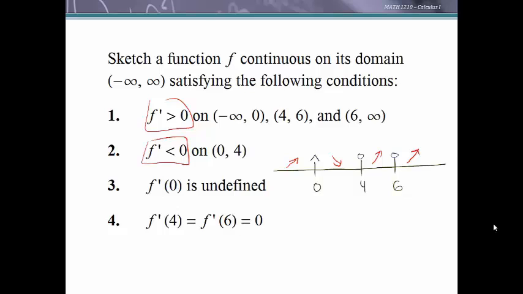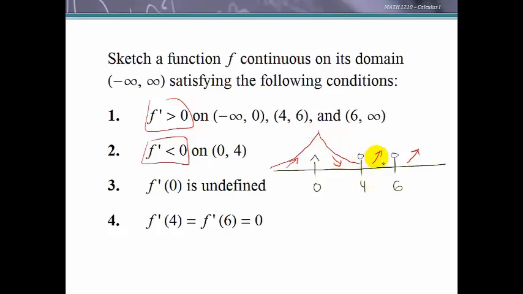Let's see then, and this function could have any kind of a vertical shift because we don't have any information about some starting point. So we could just start it somewhere here and say the function is increasing and then it's decreasing, but it's undefined at 0. So let's make it increasing and then decreasing, but undefined right here at 0. So we made a cusp.